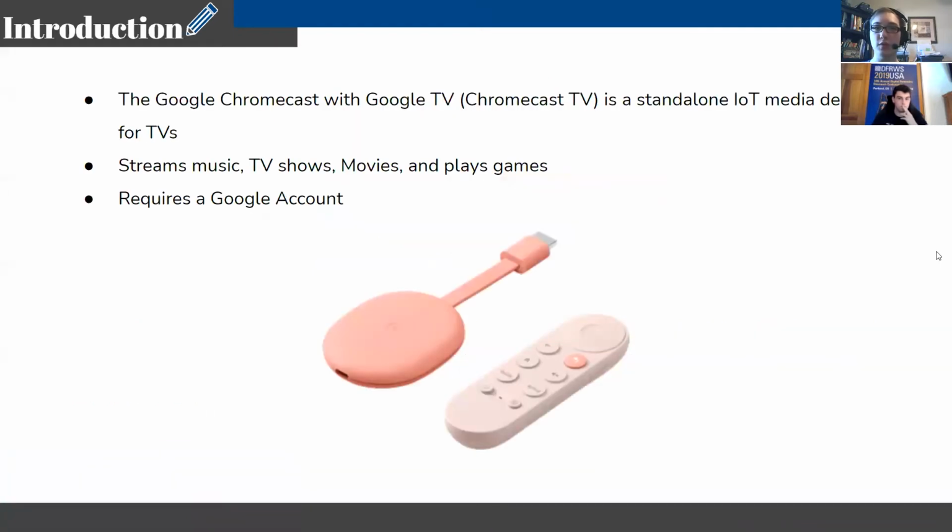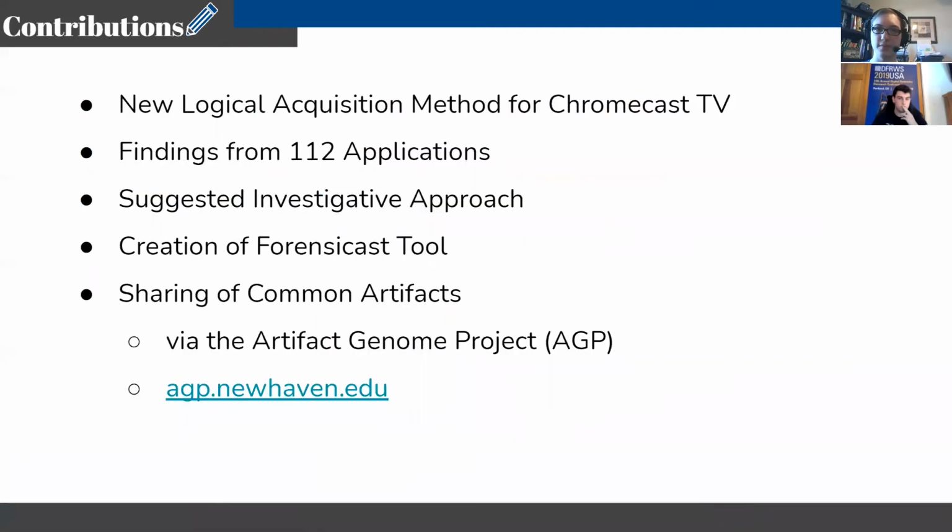The Google Chromecast with Google TV is a standalone IoT media device for TVs. It can stream music, TV shows, movies, and play games, all self-contained without the need for a phone or other tablet. It has a remote and the Chromecast TV itself that is plugged into a TV, and it does require a Google account in order to function.